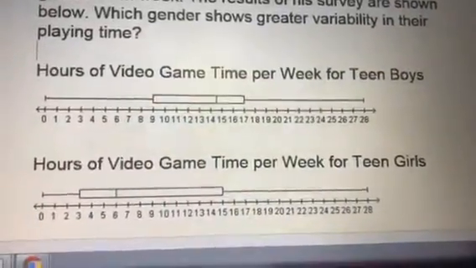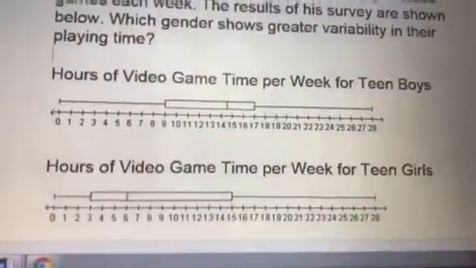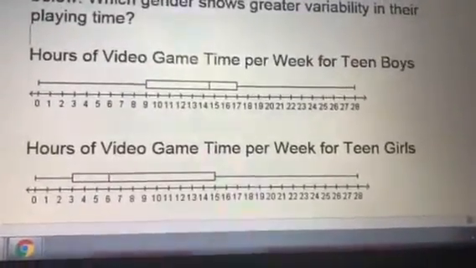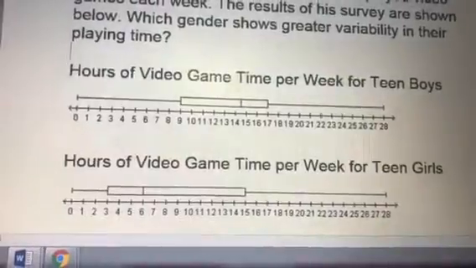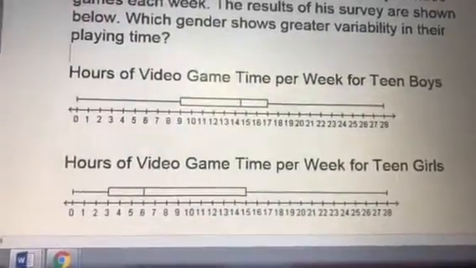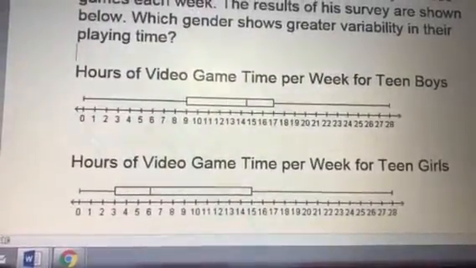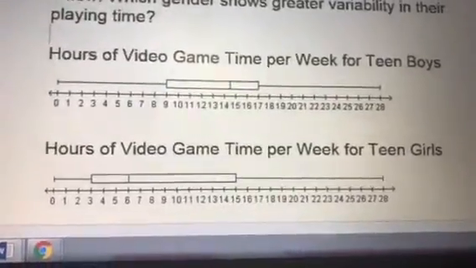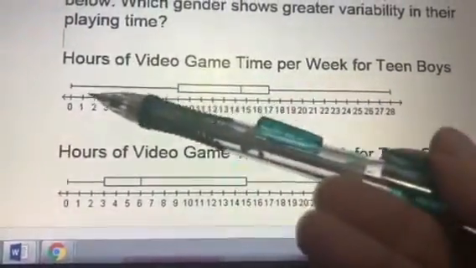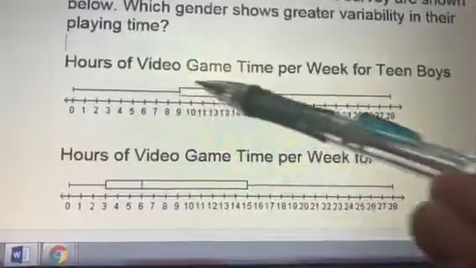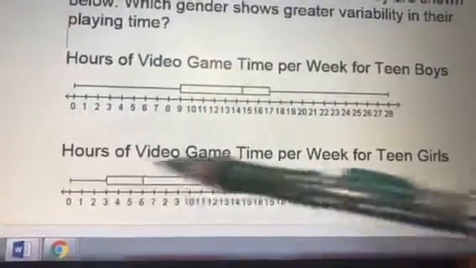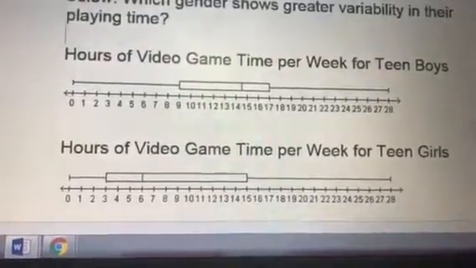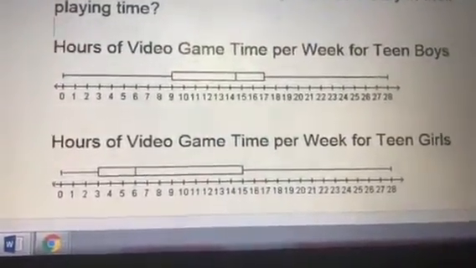You can determine your minimum, your maximum, the median, and the interquartile range using the upper and lower quartile, and the range using the minimum and the maximum. So here with boys, I see that the minimum is 0, the maximum is 28, and for girls, the minimum is 0 and the maximum is 28. So they have the same range.